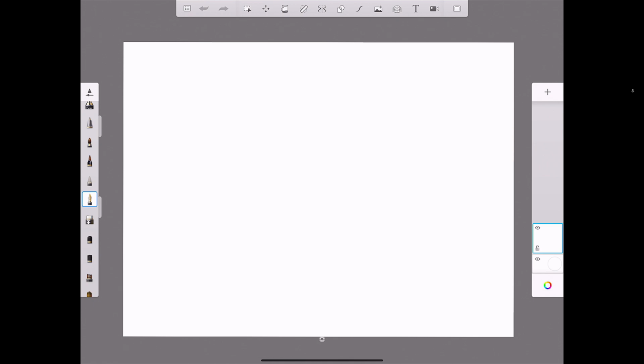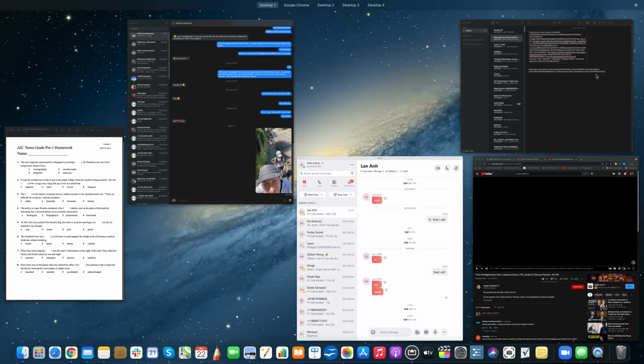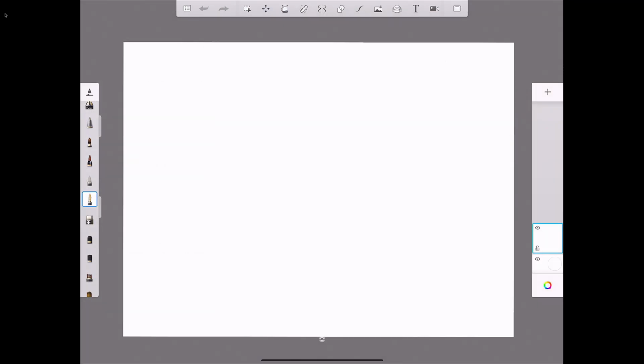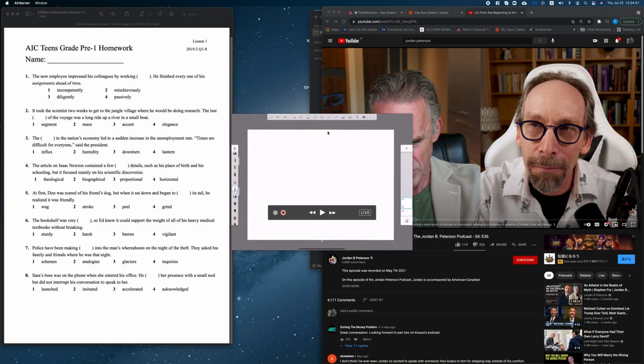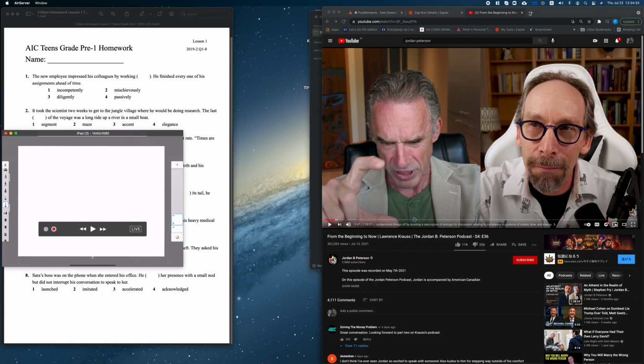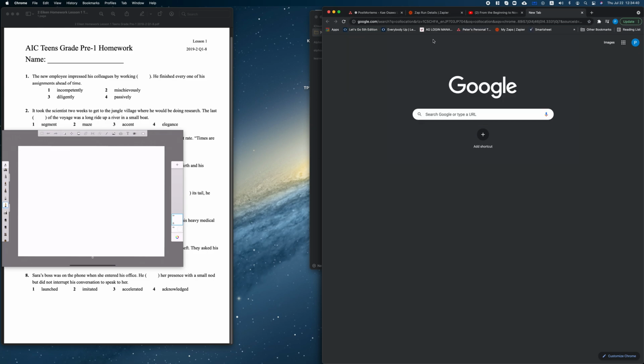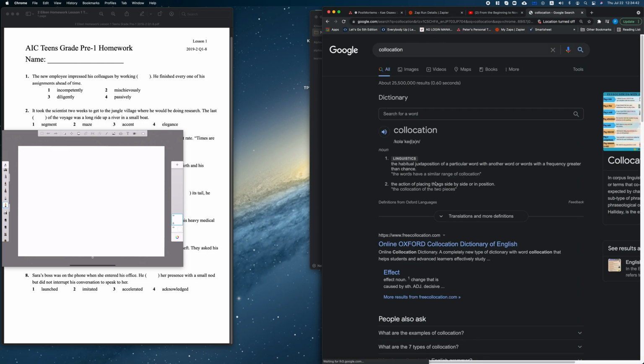And you always want to think, what is the purpose of this? How can I make this work? Okay, we're going to go over here. We're going to look up collocations. I've never done this online. I have my own collocations dictionary, but there's a definition. And here we've got the online collocation dictionary of English.